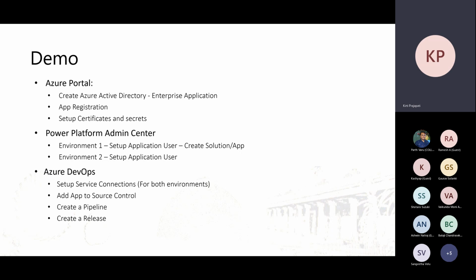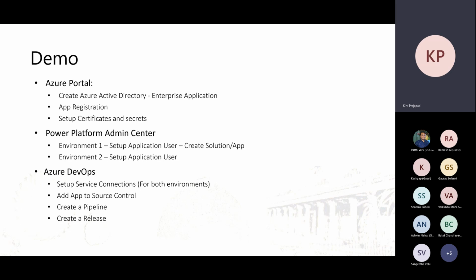So there are three main components we have to use. The first one is the Azure Portal, where we will create the Azure Active Directory enterprise application. Then we'll register that app and create the certificates and secrets. So that's it, we are done with the Azure Portal. And then we come to the Power Platform Admin Center. This will happen for all the environments you are going to access for this migration or deployment.